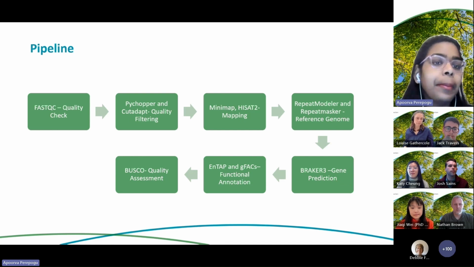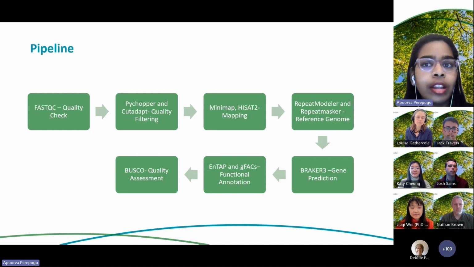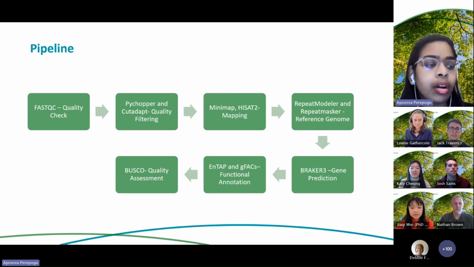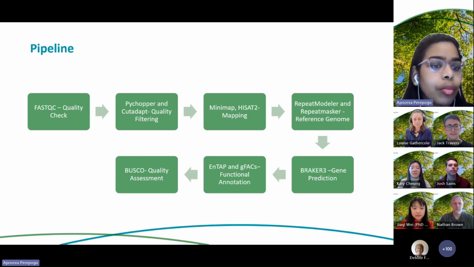So this is the pipeline that I've come up with for the annotation, and it mainly consists of going through quality checks initially, then filtering out any adapters or contaminants present, and then mapping to the reference genome, masking, doing gene prediction and functional annotation, and finally doing quality assessment. There are different software tools that I have used for each of these steps, and these are some of the software I've used, for anyone who may be interested.